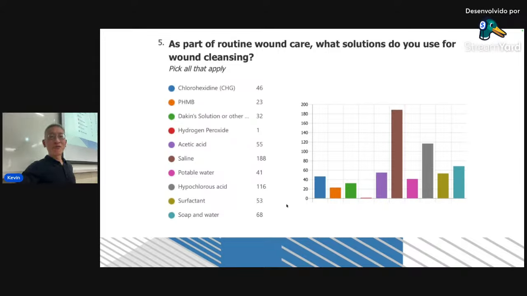And then you see a variety of different products. I'm actually surprised that soap and water is chosen as one of the relatively popular choices. And you also have acetic acid and other solutions. PHMB in our country is not extremely popular because of accessibility issues. It's a little more costly and not all the formulary has PHMB available for nurses to use on a routine basis.